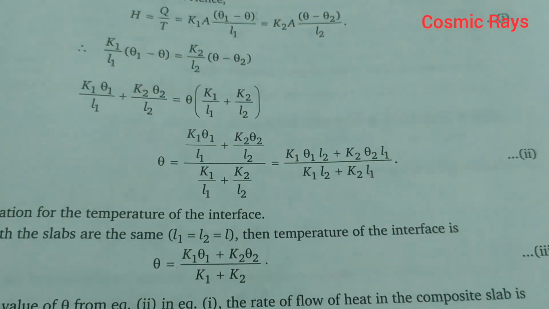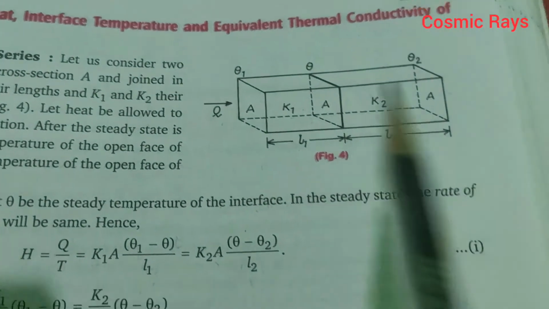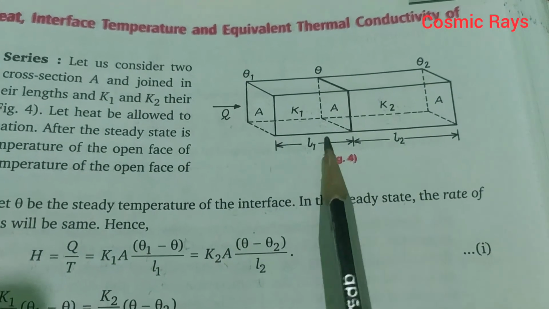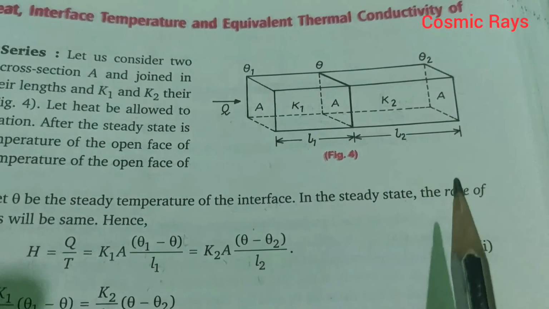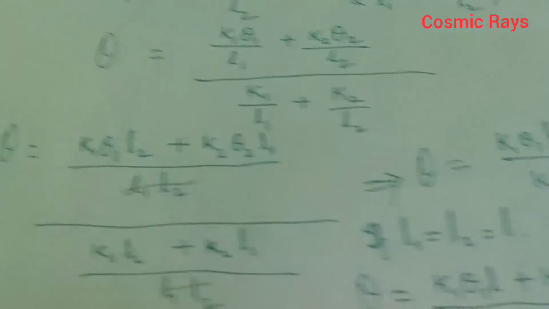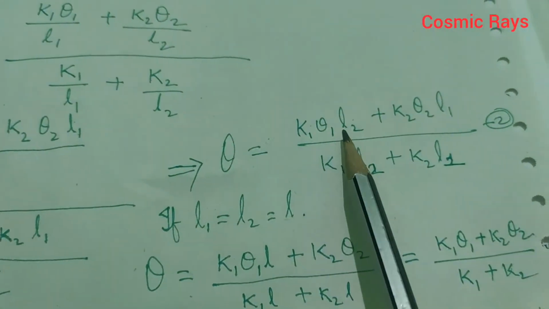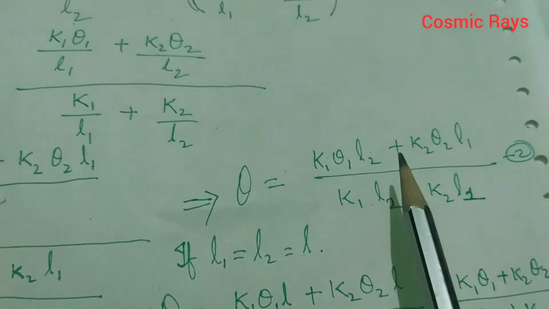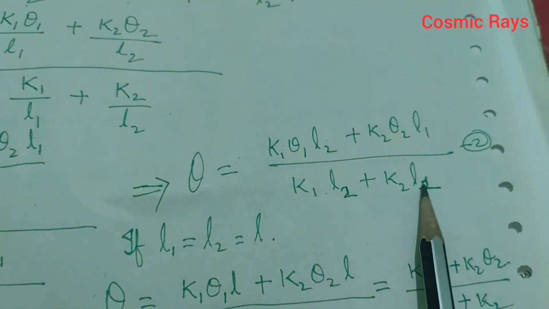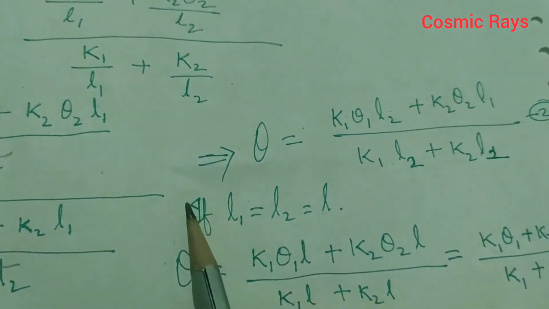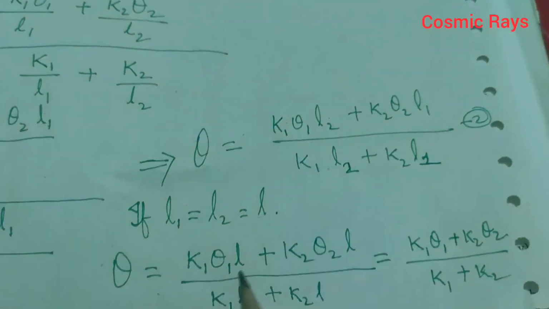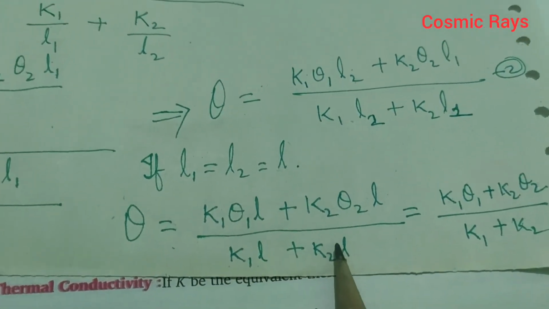Now if we assume that both the slabs are of the same length, then they will not be L1 and L2, they will be L and L. So L1 is equal to L2 is equal to L. This equation will be modified: in place of L1 and L2 it will be replaced by L. So we will have L here and L here, and here also we will just have L. This is the special case, where L1 and L2 equal L, so there is no L1 and L2 anymore.